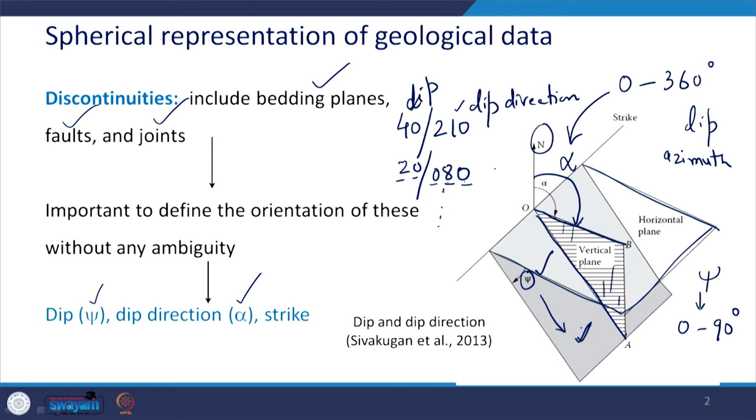So, if there are 2 quantities on either side of the slash, the first one will represent dip and the second one will represent the dip direction. Now, in some of the books you will see that it is the other way round. So, before the slash they have dip direction, and after that they represent dip. Again, this is just a matter of choice, but this is what we are going to follow as the convention, dip and dip direction.